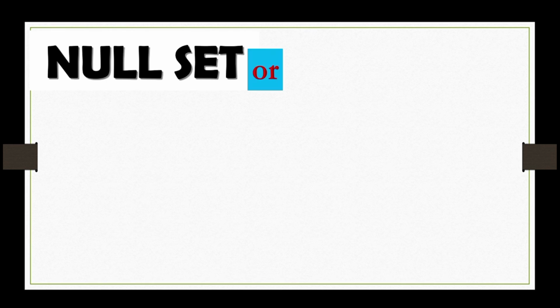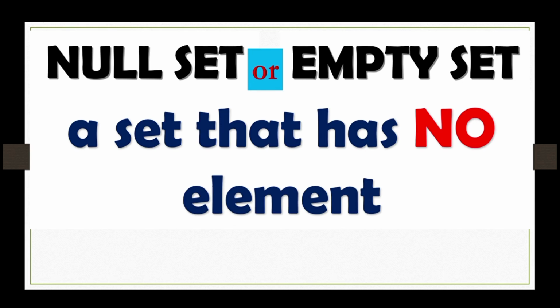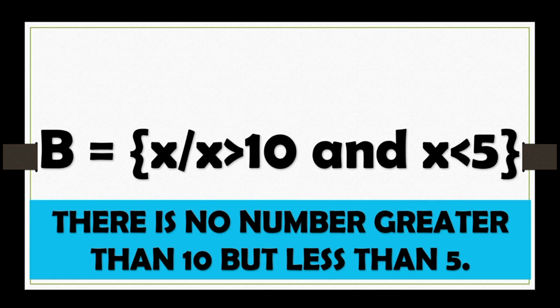Null set or empty set. This is a set that has no element. So null set is written mathematically as, let's try to have an example. Set B is a set of x such that x is greater than 10 and x is less than 5. Of course, there is no number greater than 10 but less than 5. So therefore, this is an empty set.